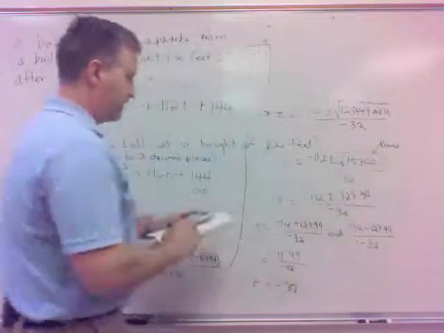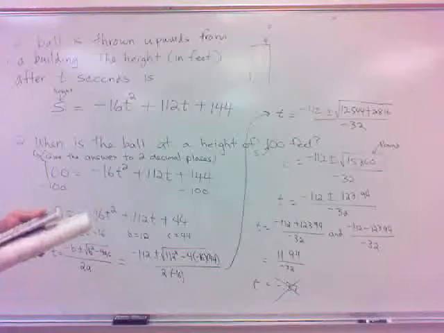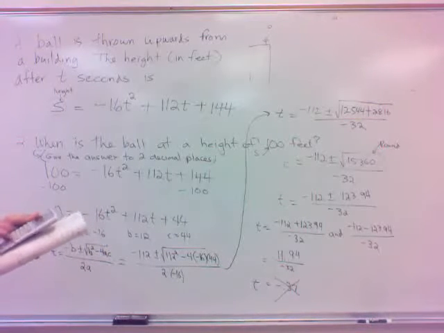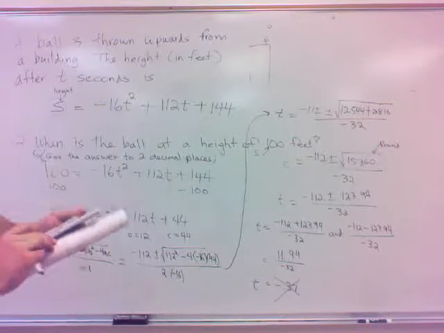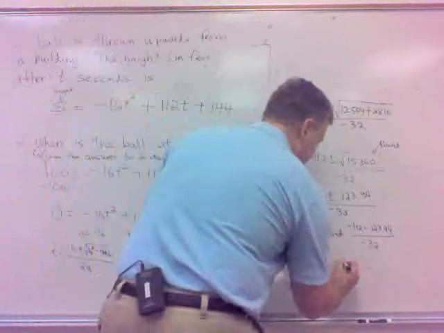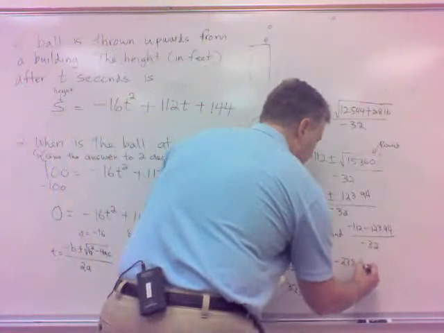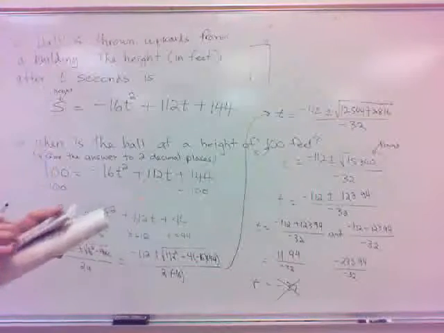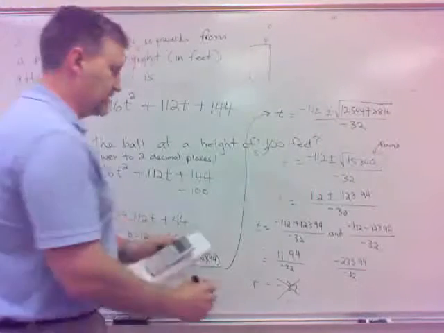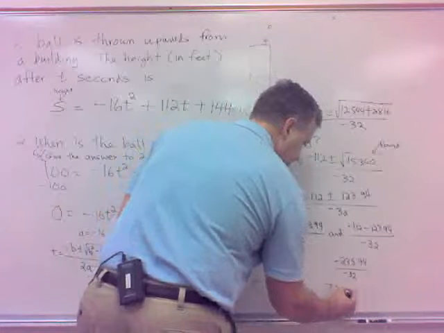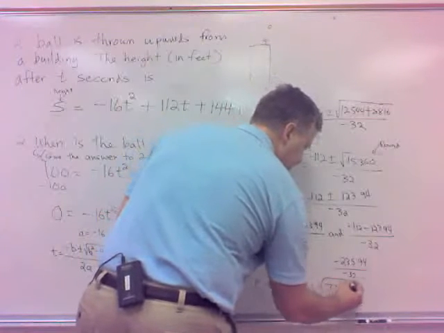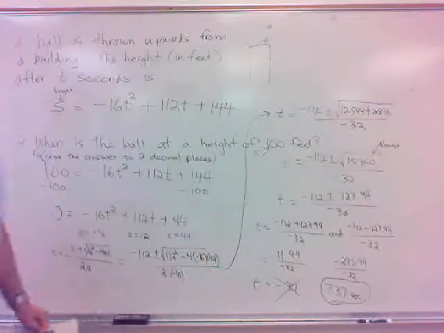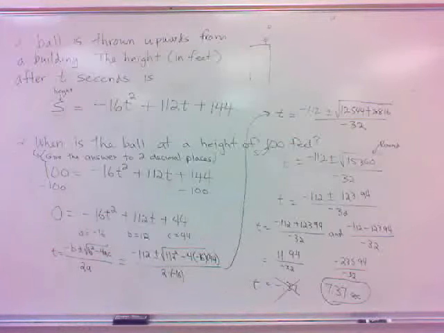Let's see what I get over here. I don't get a negative there, do I? I get negative 112 minus 123.94. Gives me a negative 235.94 divided by negative 32, which is negative divided by negative. Yeah, that one's going to work a lot better. It's a positive 7.37. That's a good answer. We're talking time in seconds. So it'll be 7.37 seconds to reach that height.